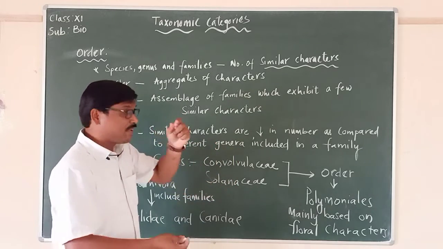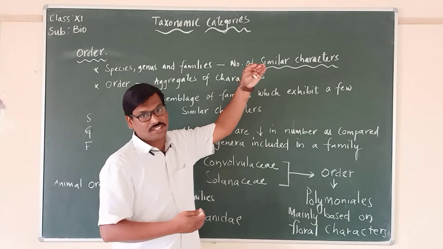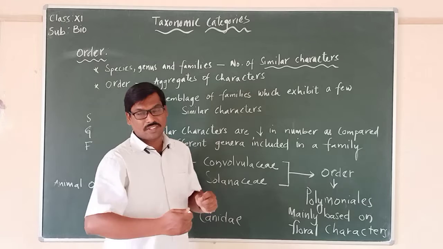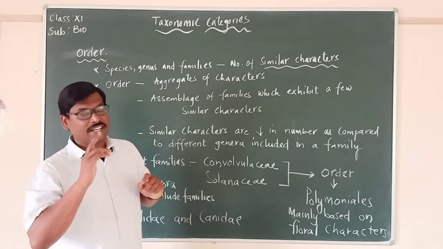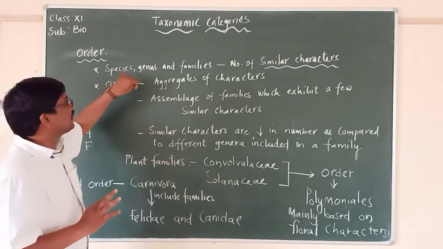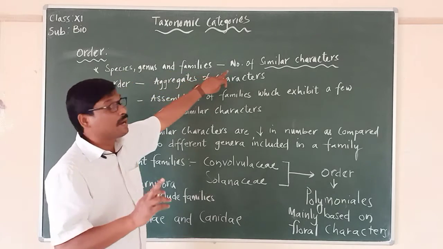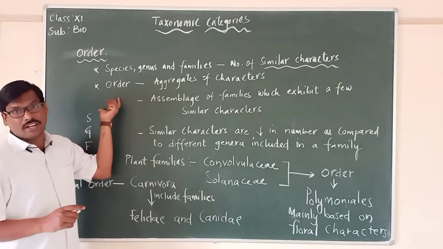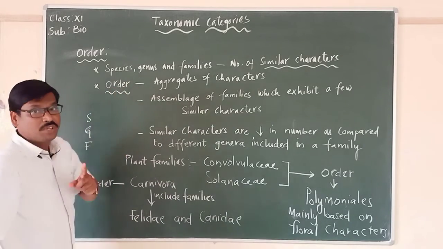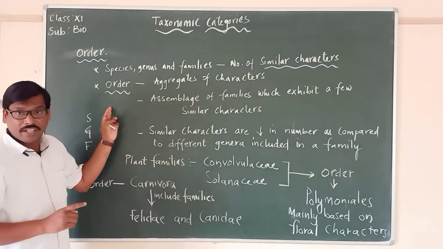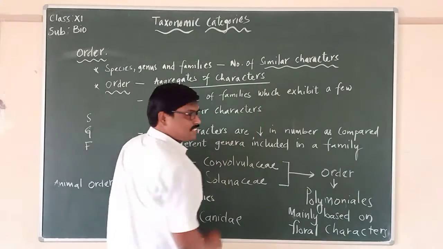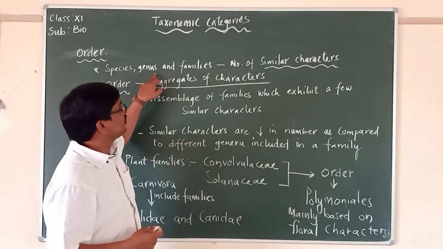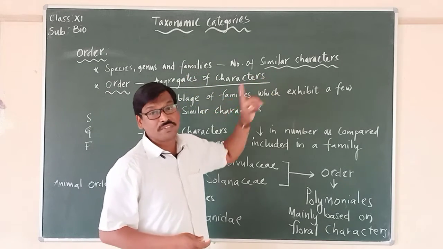So as we move from the category of species to the kingdom, the number of similar characteristics will be decreasing. Let us remember that species, genus and families are based upon what? The number of similar characteristics. But if you take the order, which is a very important point to keep in mind, it is the aggregates of characteristics.